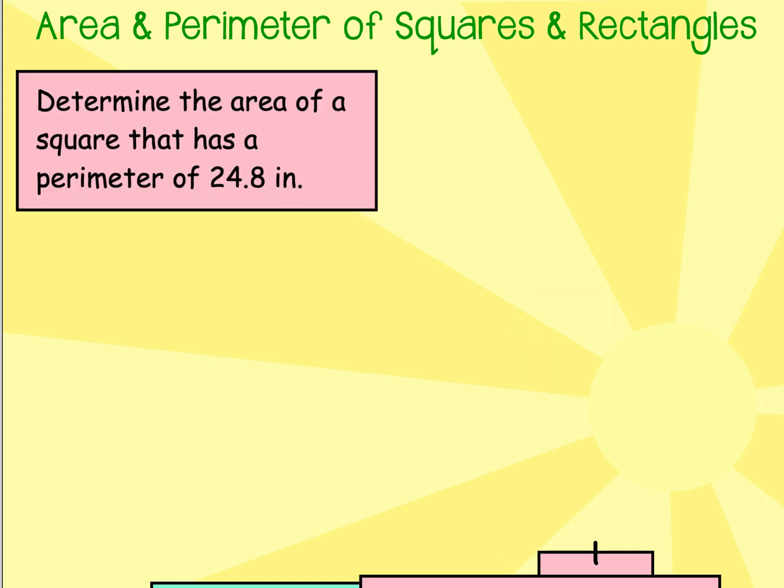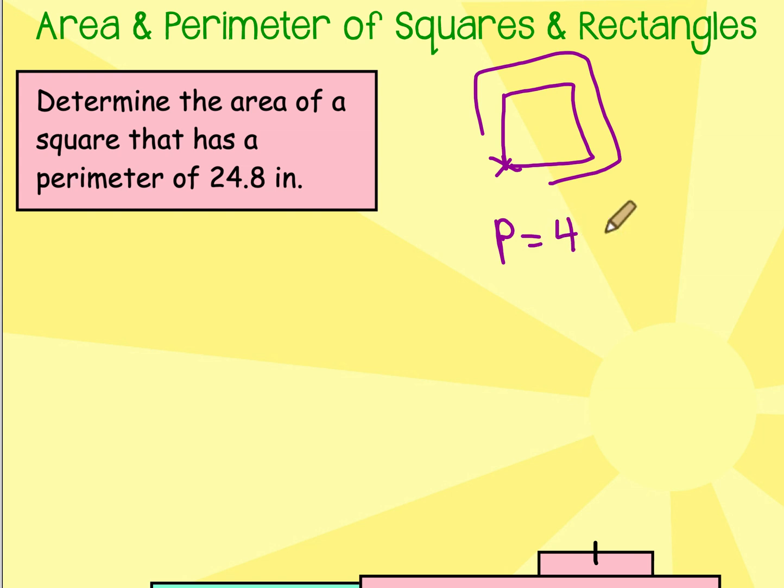Now here's the more challenging problem. This one says determine the area of a square that has a perimeter of 24 and 8/10 inches. Now how could we go ahead and do that? Well, we're going to have to work a little bit backwards. So let's go ahead and try and figure it out. We know it's a square, and the perimeter means that I've gone all the way around it and I took 24.8 inches. Well, I know that the perimeter is 4 times the length of one side, and I know that this number represents the perimeter.